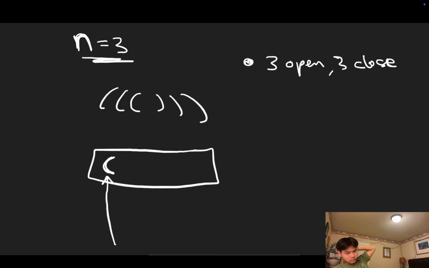Okay, but now let's say I have 1 open parenthesis. Now what can I do? Can I have another open parenthesis? Yup, because our limit is 3 open parentheses, and so far we have 2, so we're allowed to do that. What about a closing parenthesis? Can I have a closing parenthesis? Yes.